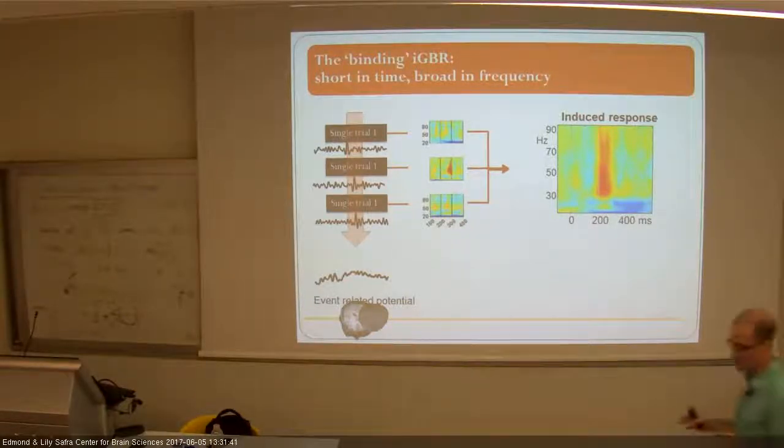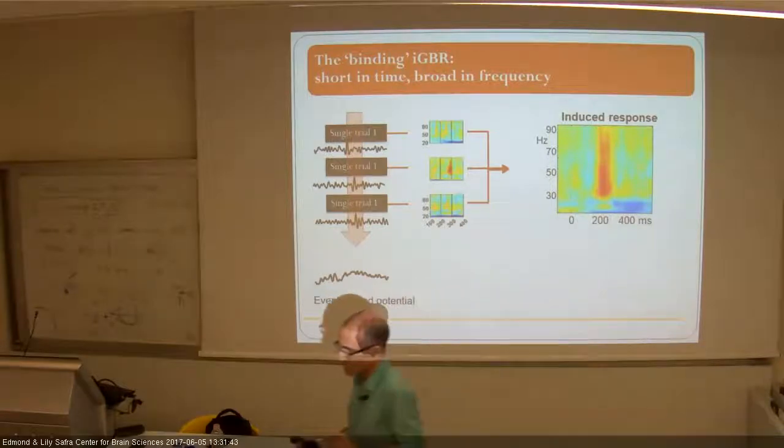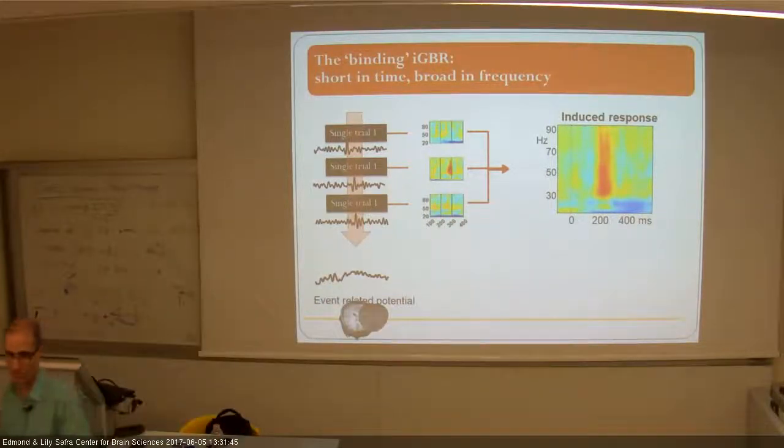And you can think about it either as an analytic process, where you measure the induced response or the evoked response, but also as two types of activities in the brain, which can be ones with high inter-trial coherence or low inter-trial coherence. Okay.